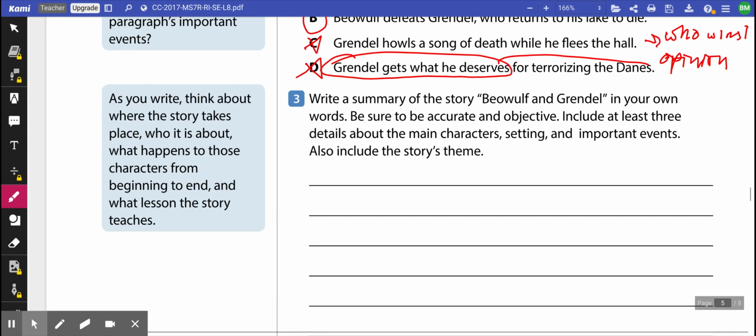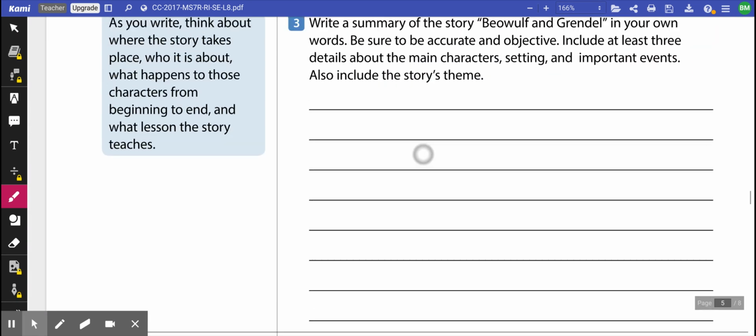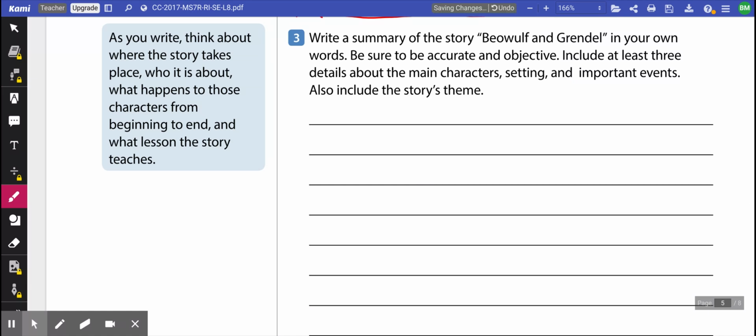And at the very end, a very last thing says to write a summary of the story Beowulf and Grendel in your own words. Be sure to be accurate and objective. Include at least 3 details about the main characters, setting, and important events. Also include the story's theme. Okay?